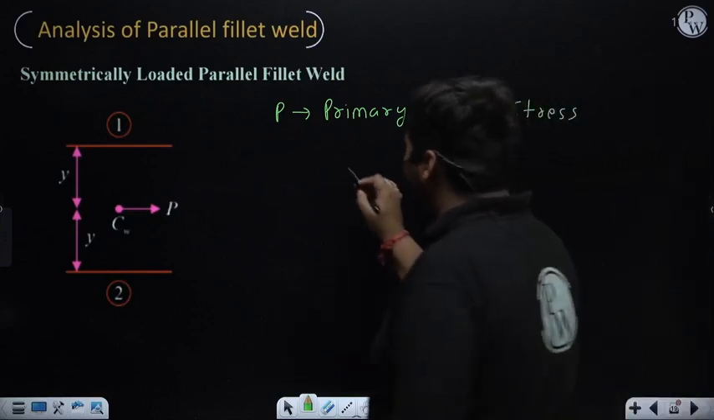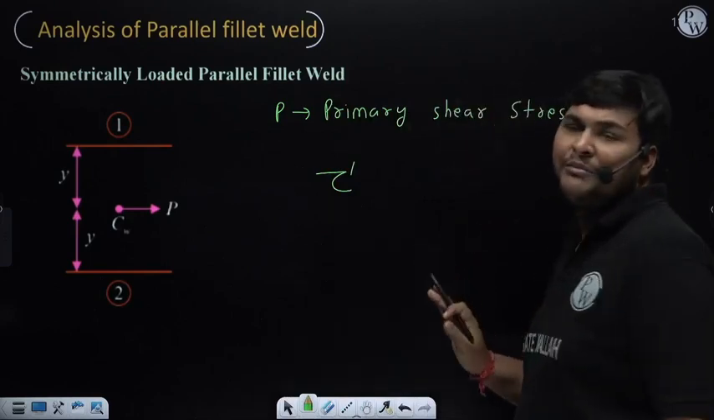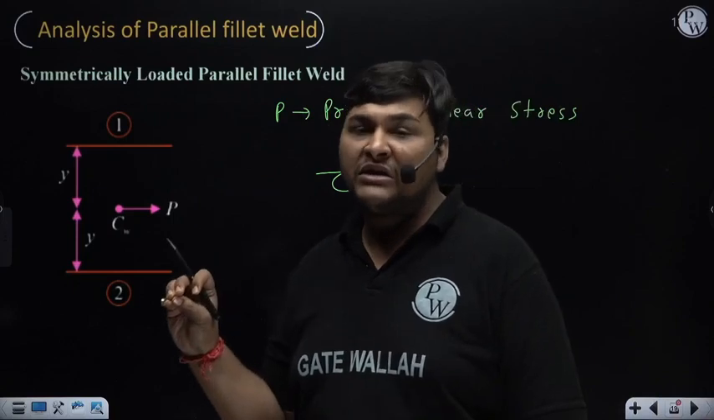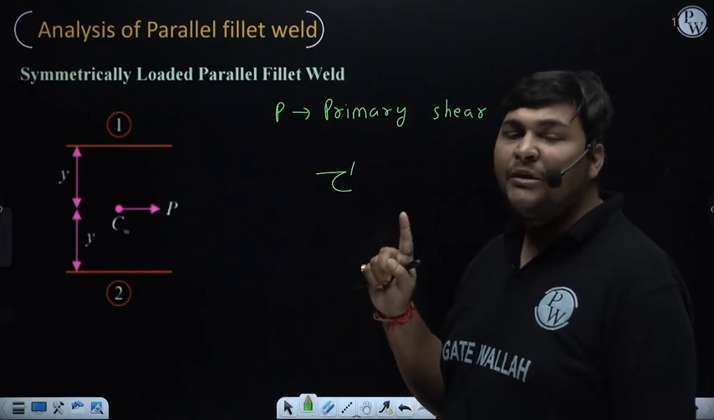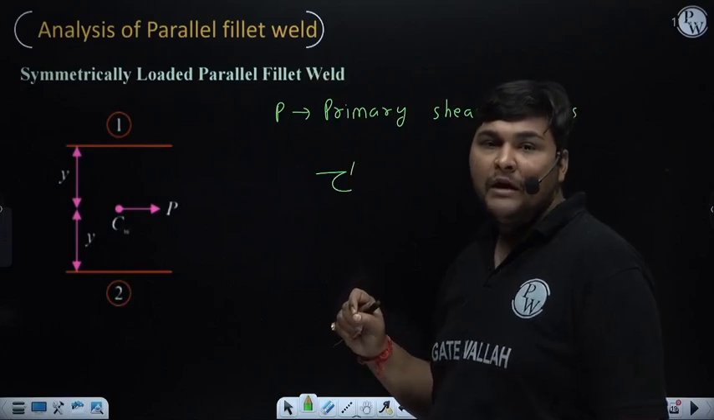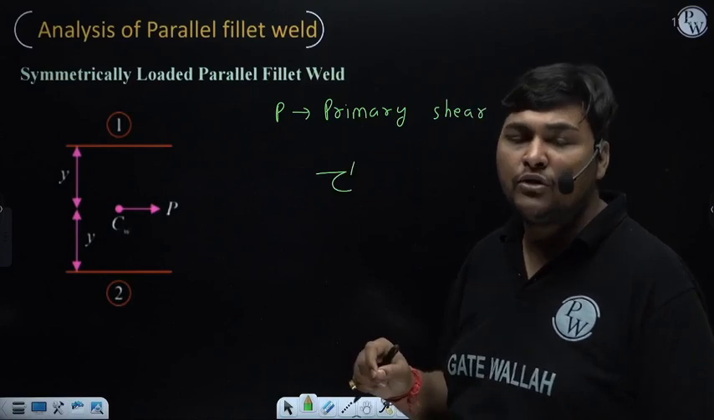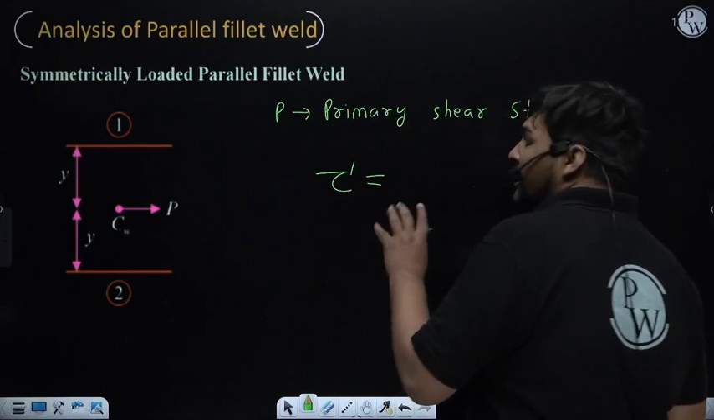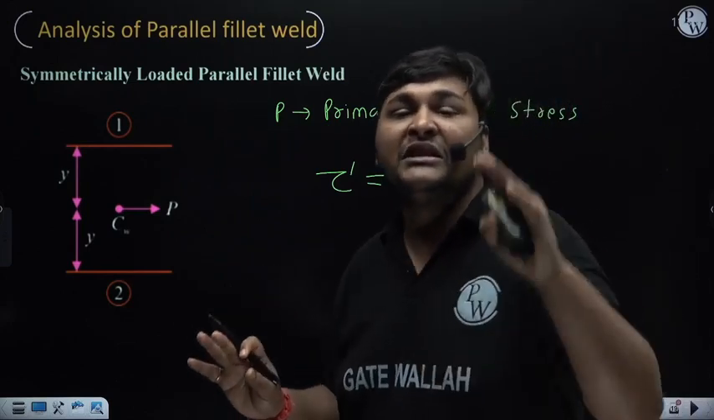Now the formula to calculate this primary shear stress: I am denoting it as tau dash, or you can also simply say tau. But in an upcoming topic, I will also discuss the stress which is coming due to moment. So the notation I am taking for stress which is coming due to force, that is primary, is a single dash. But for secondary stress, I will use a double dash. Since it is primary stress, that's why I used a single dash. And whenever I say simply primary shear stress in the weld, I mean I am calculating primary shear stress in the throat.